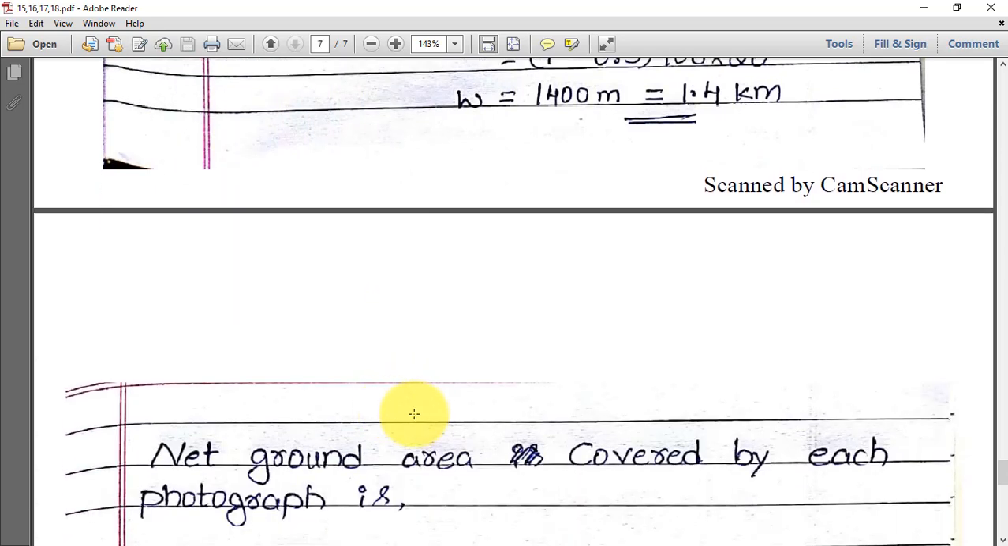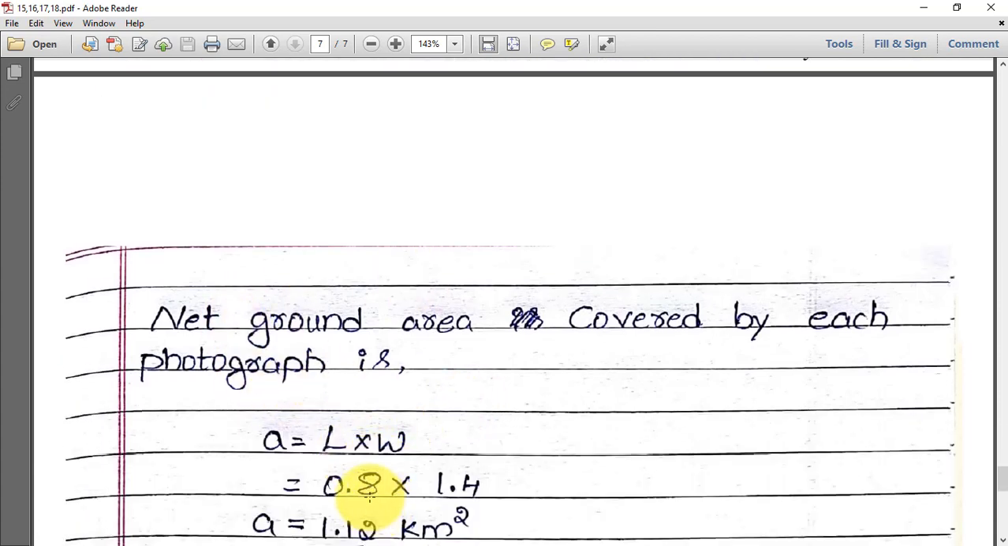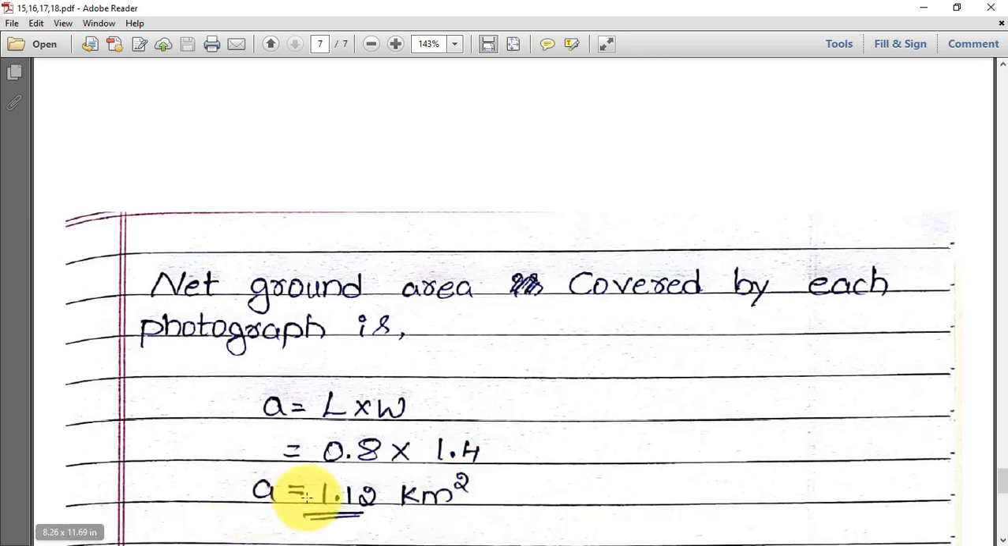So now small a is equal to the net ground area covered by one photograph. See, the ground length covered by one photograph you calculated, and the ground width covered by one photograph you calculated. Now what is the area covered by one photograph? That is length into width, correct? So small a is equal to length into width. 0.8 into 1.4, you will get small a as 1.12 square kilometer. So this is the area covered by one photograph.